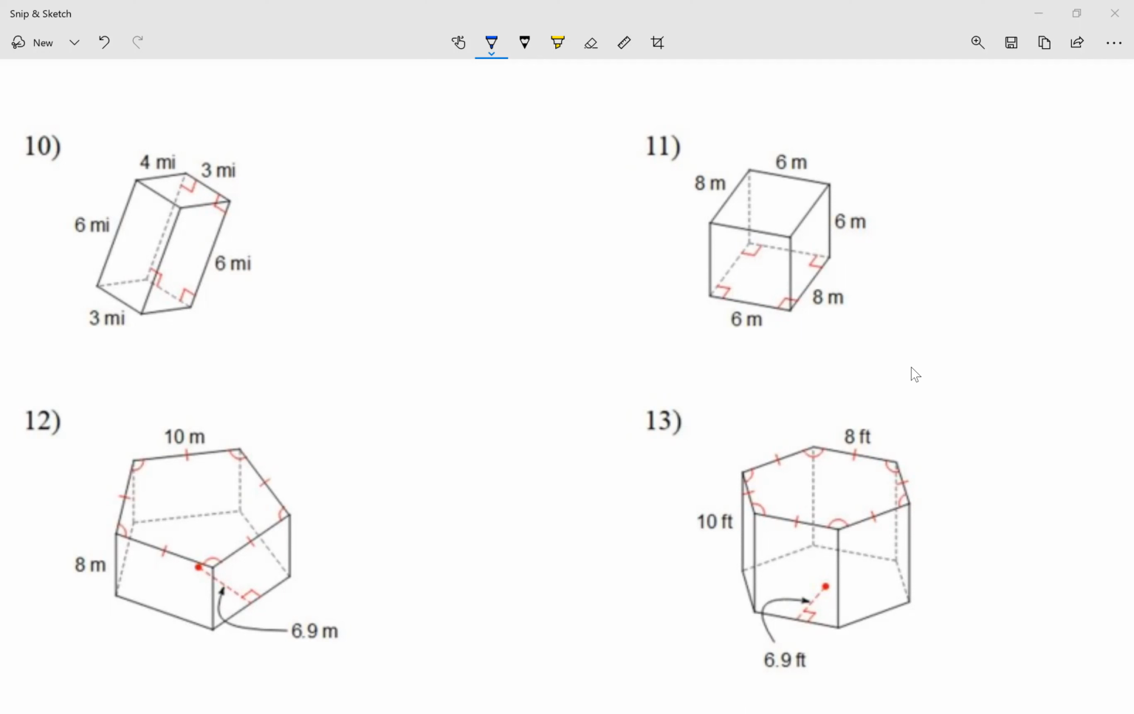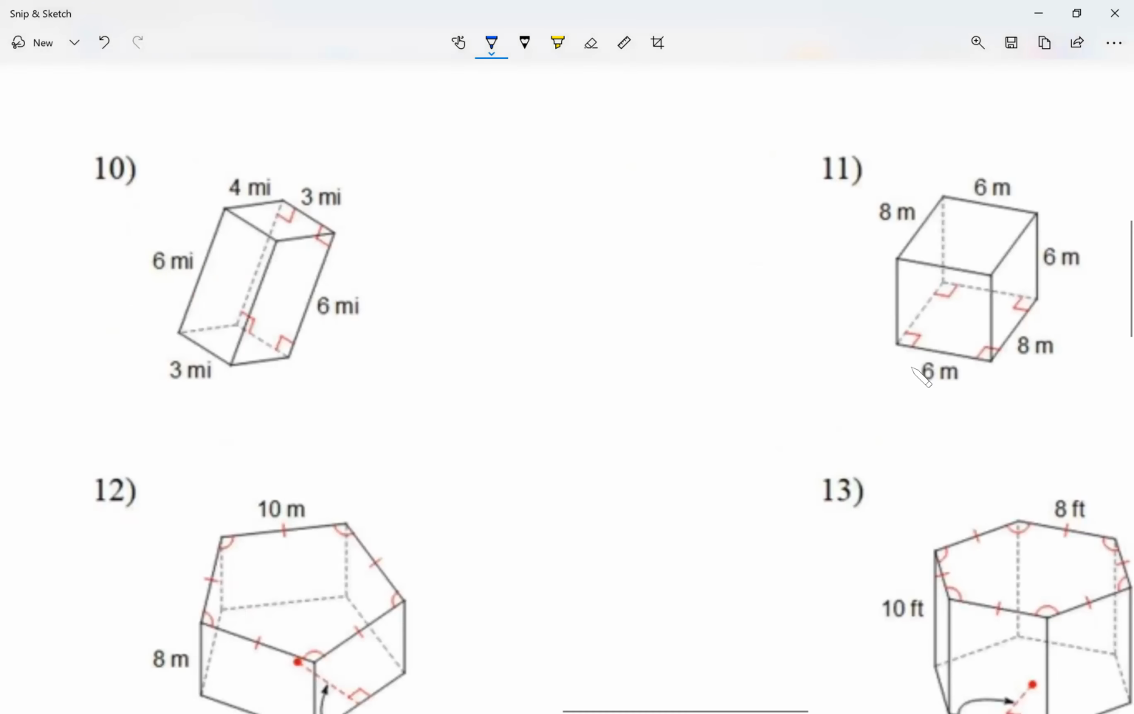So let me zoom into question number 10. Let me find the base. I see my four corners that have 90-degree angles. So I'm looking at this base. Right, my prisms don't have to be standing up. The rooms you're located in right now are standing up, so the ceiling and the floor are top and bottom. But in my case, they could be laying down.